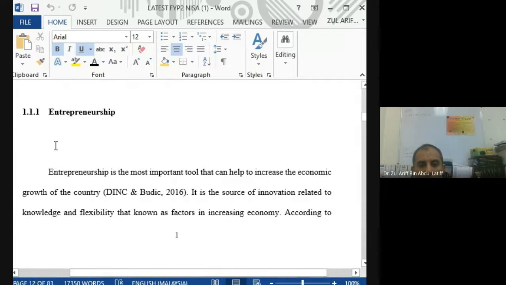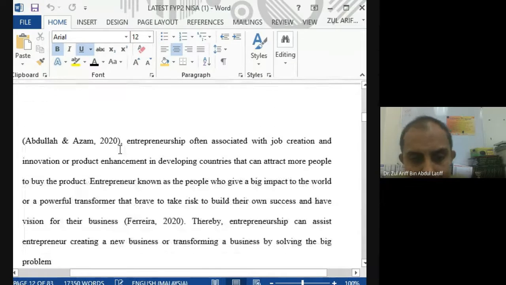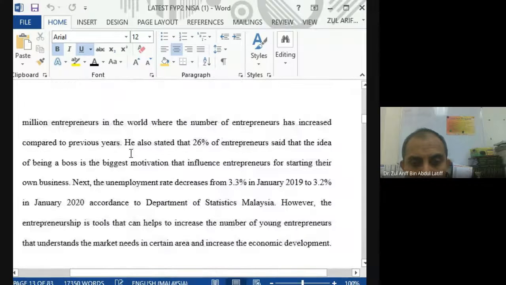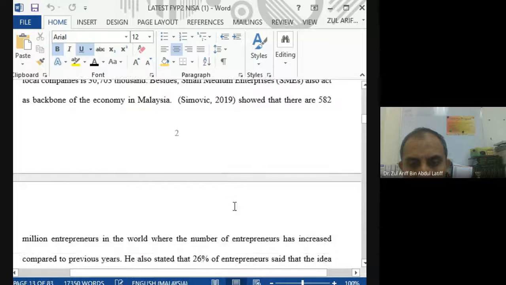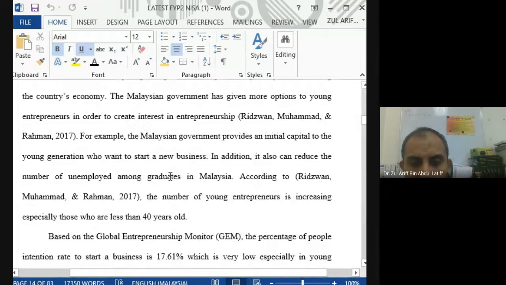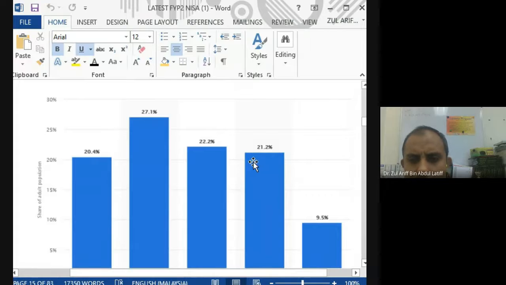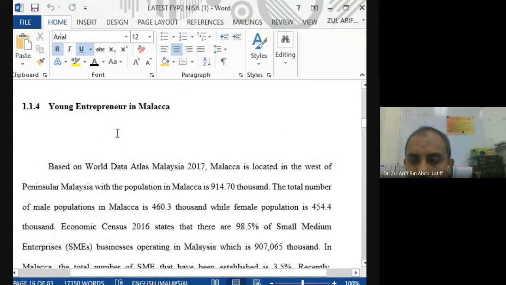So here, the writer defined entrepreneurship because her topic is about young entrepreneurs. Then after entrepreneurship, the writer explained young entrepreneurs. Okay, you see here from SSM, all the youth can contribute. Okay, then young entrepreneurs in Malaysia. This is more focused on Malaysia. So the percentage here, and a graph. I suggest you positively have a graph like this to support your studies. Okay, then she focused on Melaka because the study is done in Melaka.